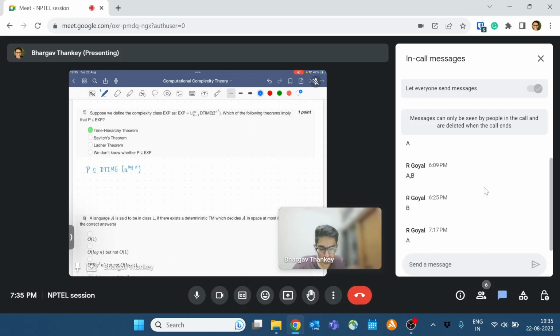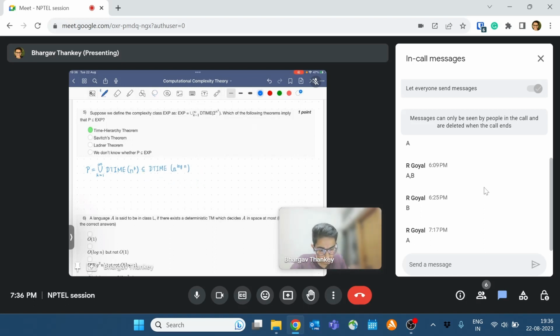Not so clear. Probably I thought it like this, that P is a subset of the D time n raised to the power k, and to store k you require say log n number of bits. So maybe because of that, you wrote here n raised to the power log n. To store k, you need constant bits because k is a constant. So, perfectly fine.